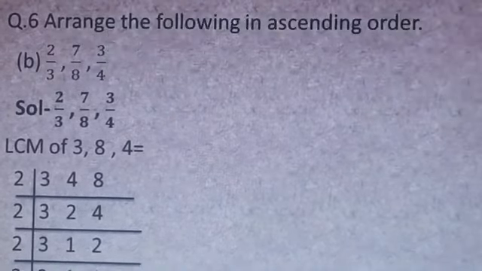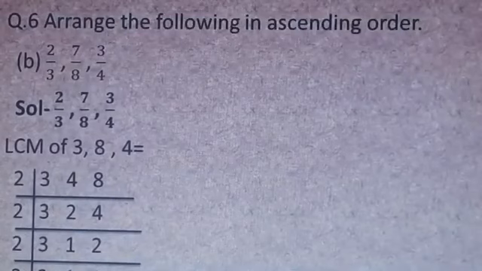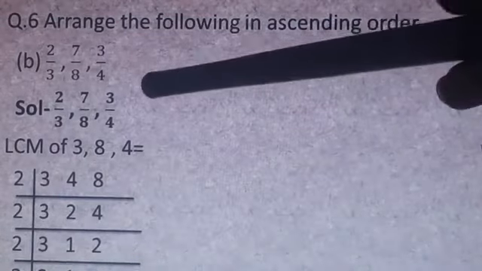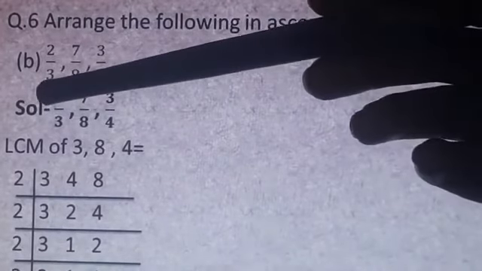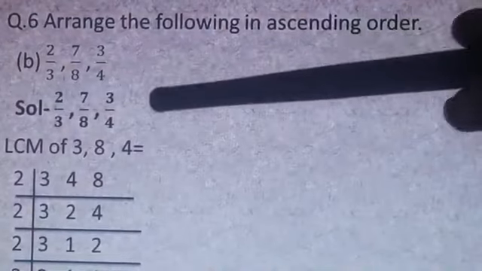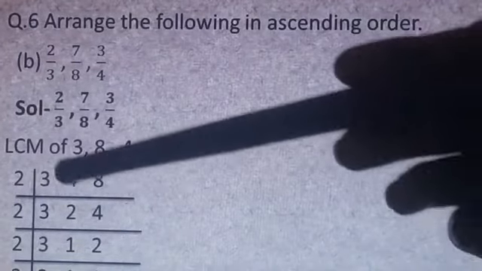Sixth question, B part: 2 upon 3, 7 upon 8, 3 upon 4. Now beta, why have I taken these questions here? Numerators and denominators all are different. These are unlike fractions. So if we are getting unlike fractions, we have to take the LCM of the denominators. Denominators are 3, 8 and 4. So LCM of 3, 8 and 4, you know how to find out the LCM?